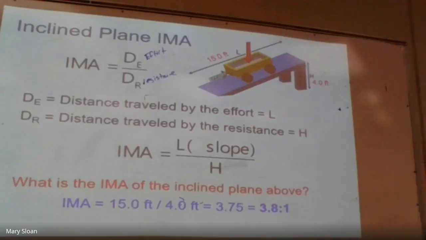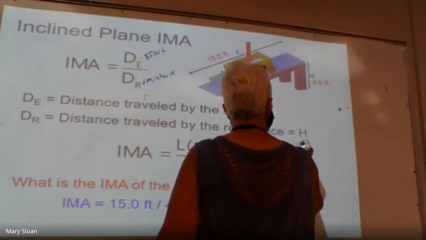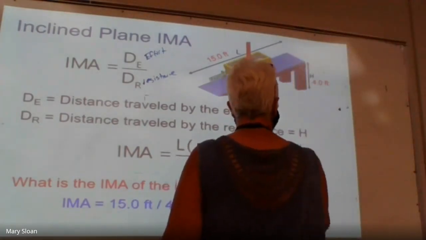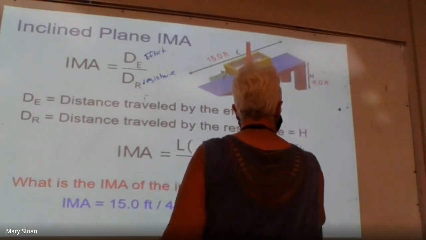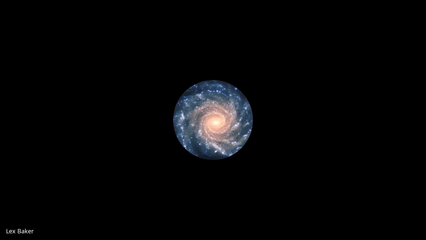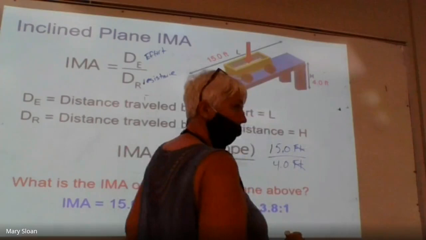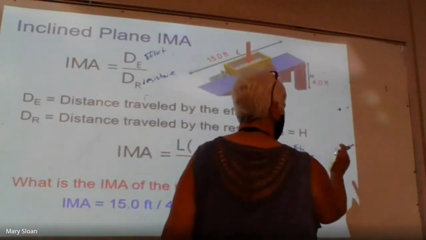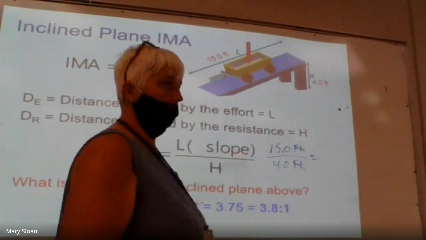Miss Sloan, in your equation, feet cancel out. Where's your equation? Where'd you write it? I haven't written it, I did it in my head. I read it off the board, I didn't write it. All right, you ready? You're doing 15.0 feet, correct? Dividing that by 4.0 feet, correct? Feet divided by feet, cancel out. And then your answer is with no units.